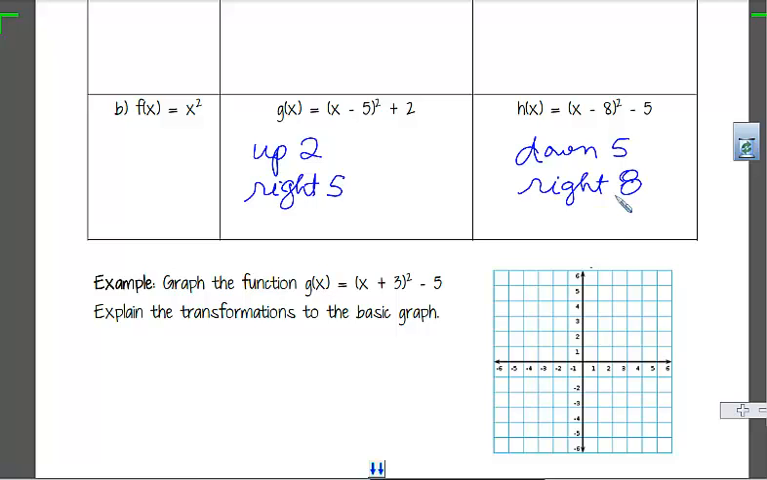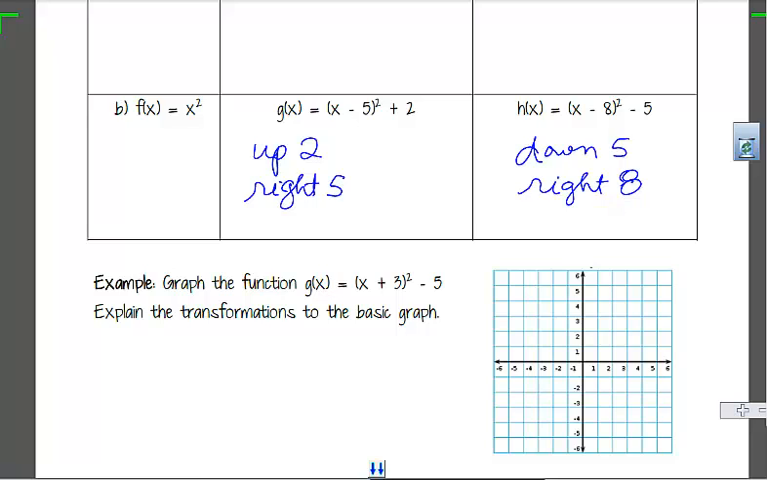All right, so you'll see some problems similar to that on the test where I'm just asking you to describe the transformation. Okay, but also we'll see some like this where you actually need to graph the transformation. So what we're going to do is look at the equation. Our basic graph is what? X squared. So we're going to start by, if you need to, draw it out.